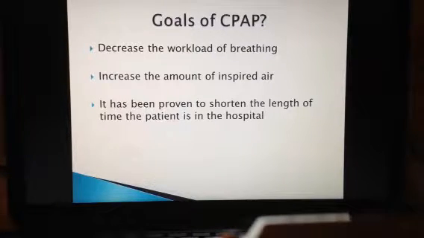So some of the goals of CPAP, which go back to the purpose, would be to decrease the workload of breathing, to increase the amount of inspired air, and it has also been proven to shorten the length of time the patient is in the hospital. When you intubate somebody, they are usually there for longer because then they have to be extubated and all that stuff. Whereas with CPAP, all you do is just take it off their face.